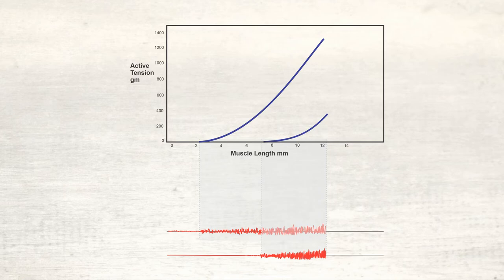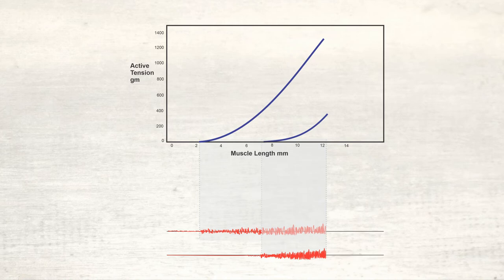For motor control of action, the brain only needs to provide input for the length at which the muscle will become active. That is, the length at which an action potential causes contraction of the muscle, or that is, to set the threshold for the stretch reflex.